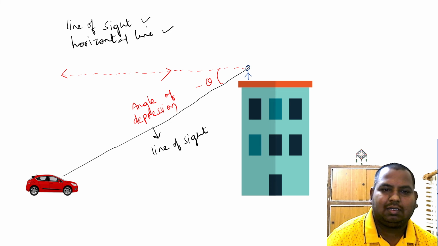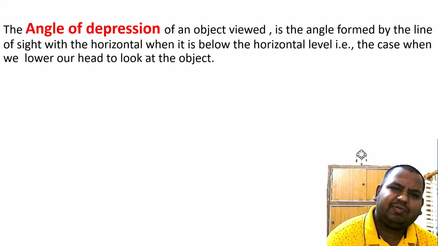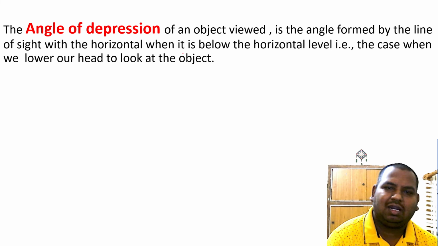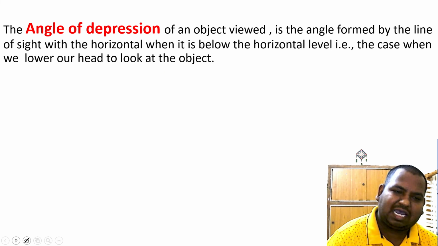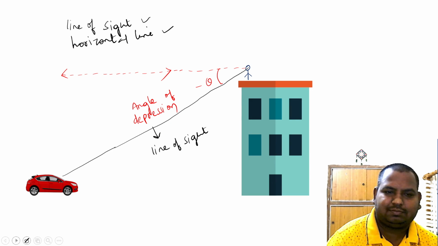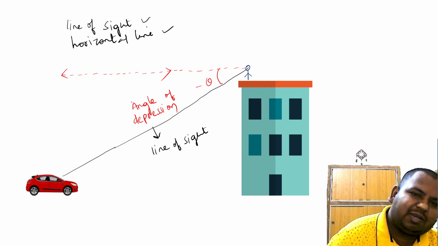Now let us look at the definition of angle of depression. The angle of depression of an object viewed is the angle formed by the line of sight with the horizontal when it is below the horizontal level. That is the case when we lower our head to look at the object. In case of angle of depression, the person will be looking down to view the object and the object will be below the horizontal line. Okay, I hope the concept is clear to everyone. If it is not clear, I request you to mention in the comment section.